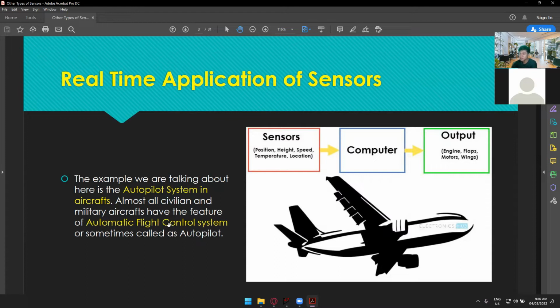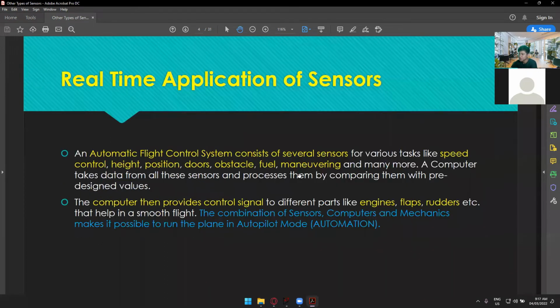So, the automatic flight control system. Basically, we have the sensors right here where you see the inputs, and the inputs will be processed by the computer, and then of course it will provide a certain output, which could go to the engine, the flaps, the motors, or the wings. Let's go further into this automatic flight control system. It can detect speed, height, position, doors, obstacles, or even the fuel level, or the maneuvering, and many more.